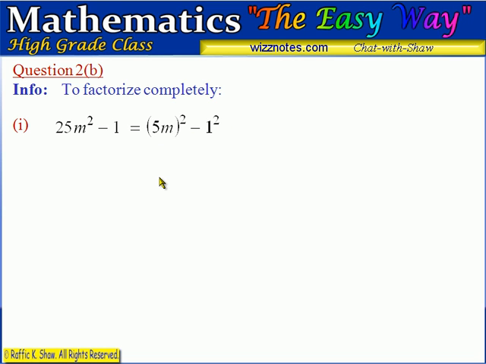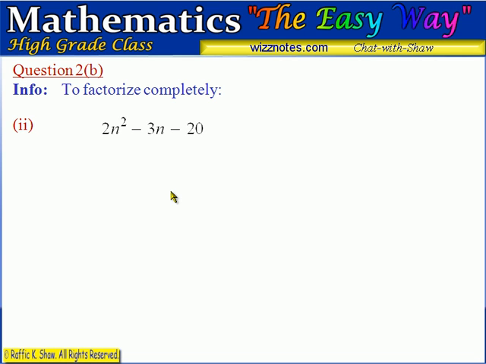And now, when we apply the rule for the difference of two squares, we end up with 5m minus 1 multiplied by 5m plus 1. And that's it. We have factorized this expression completely using the difference of two squares. Let's move down to part 2.